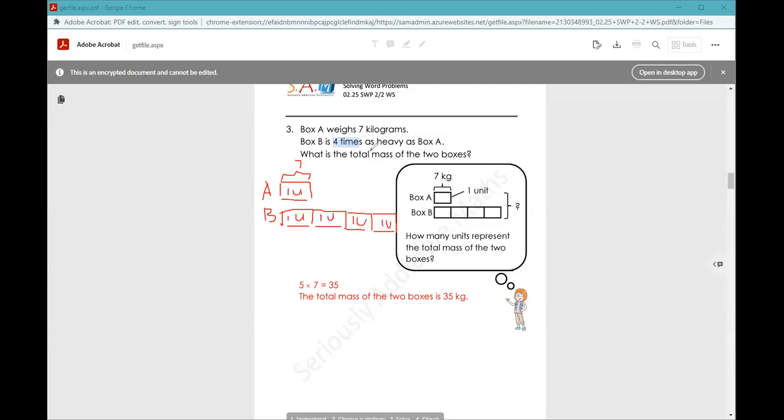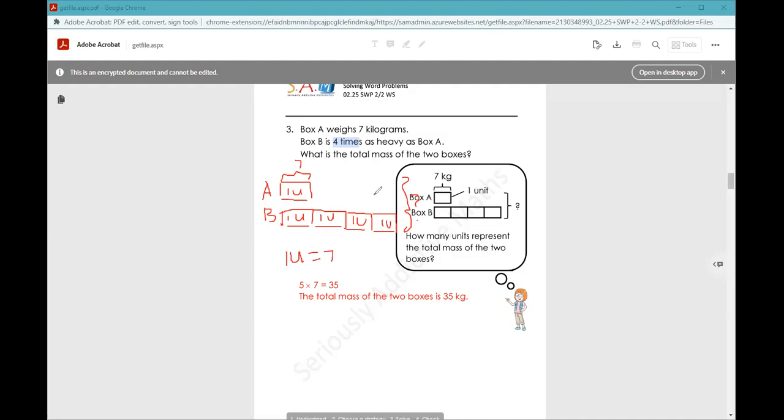And let's not forget the question: what is the total mass of the 2 boxes? So they need to write the total here, the question mark here. All right. One way to teach them, because this is something new to them, is to tell them, okay, look, 1 unit equals 7. Please write that. And then you ask them the total.